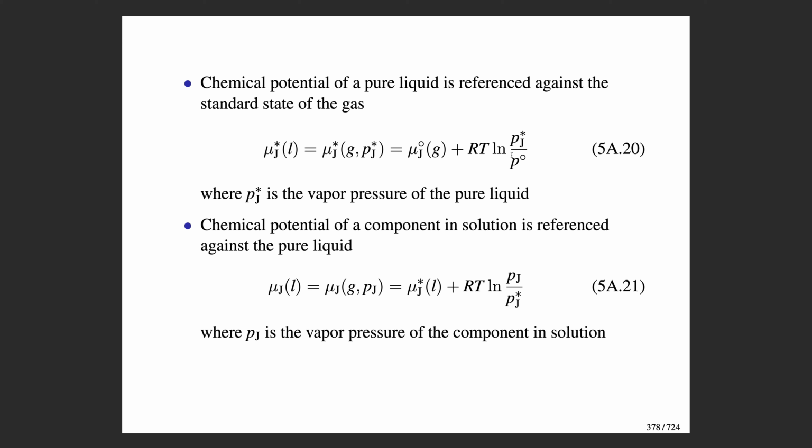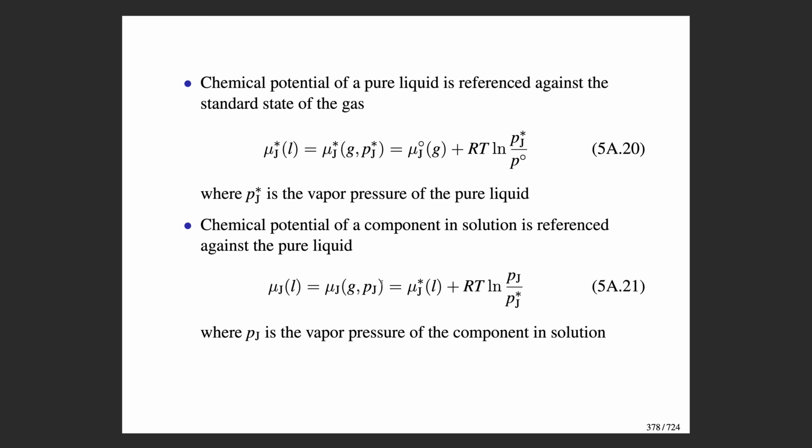Now when we form a solution, we drop the star notation. And so here we've got the chemical potential of component J as a liquid in the solution equal to the chemical potential of component J in the vapor phase with its particular partial pressure. But the thing to keep in mind is that the vapor pressure of that component in the solution is not the same value as the vapor pressure of the pure liquid. So these two pressures are different from one another.